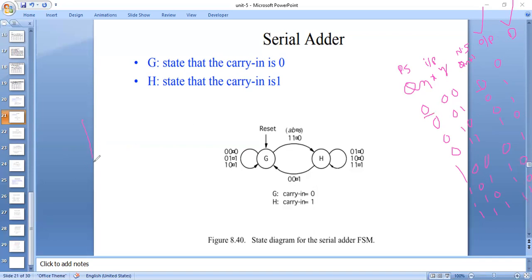So to write the expression for output, what inputs do we have? Present state, along with that present state we have the inputs. We have 2 inputs and we have 1 present state, so totally we have 3. So you have to draw the 3 variable K-map and you are going to write the expression for output.